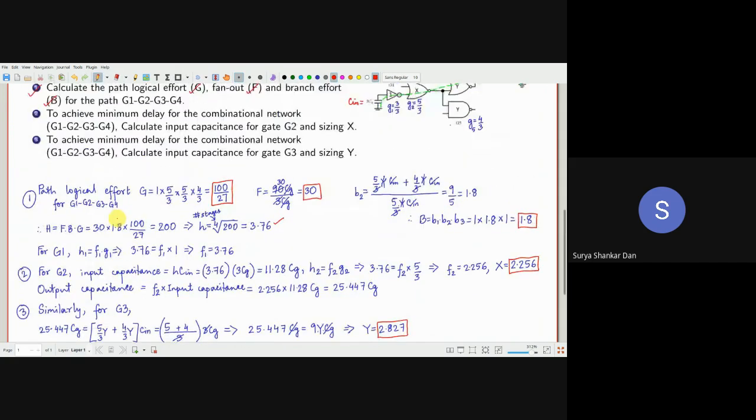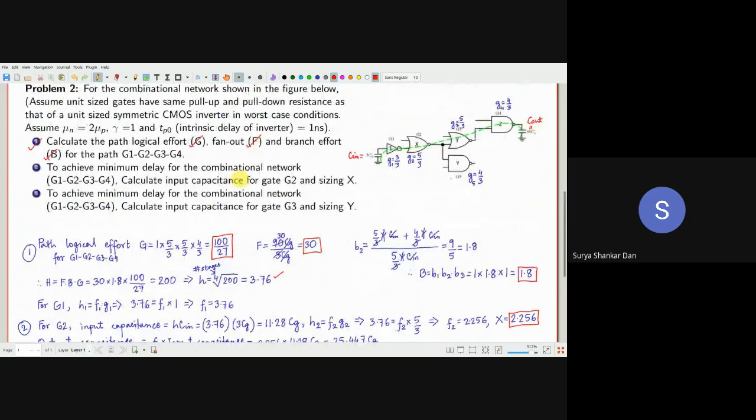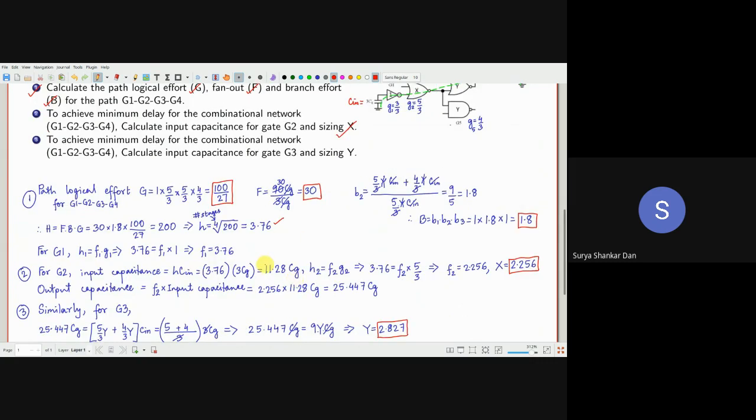By the way, why are we finding the output capacitance? Here the output capacitance was not asked, right? We had to find the sizing X, which we have already got. The input capacitance is basically that X itself. Okay, the input capacitance we have also got over here. So let me just write it.